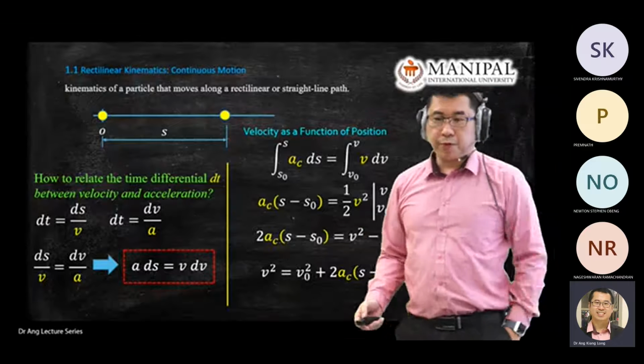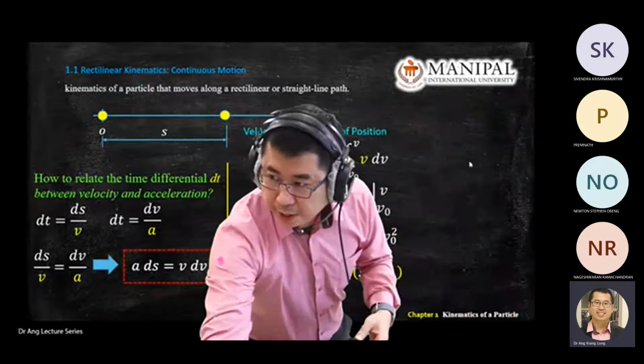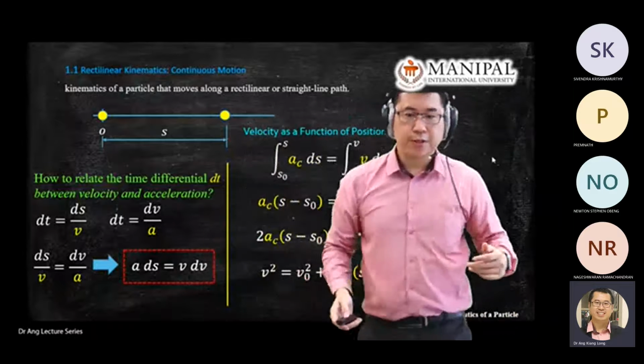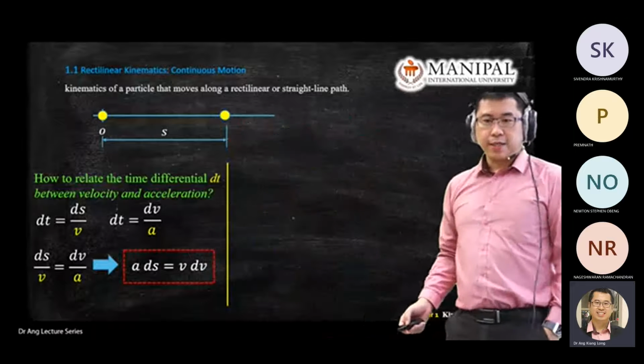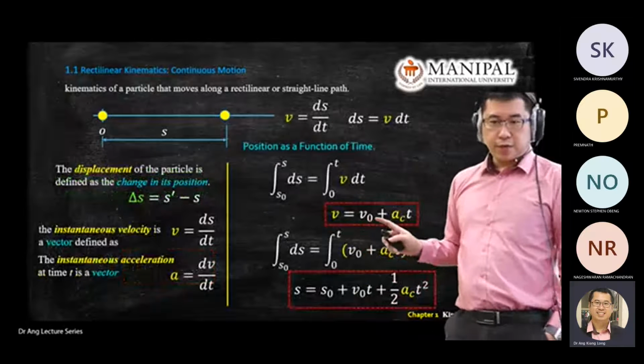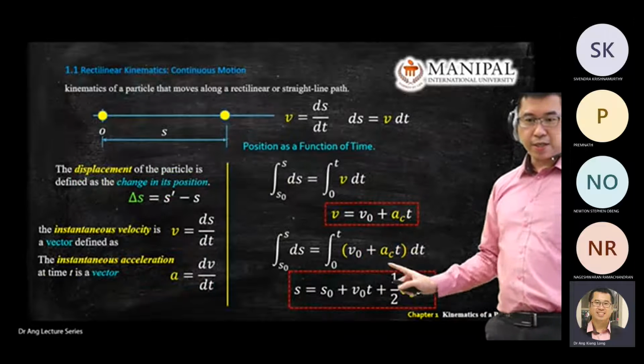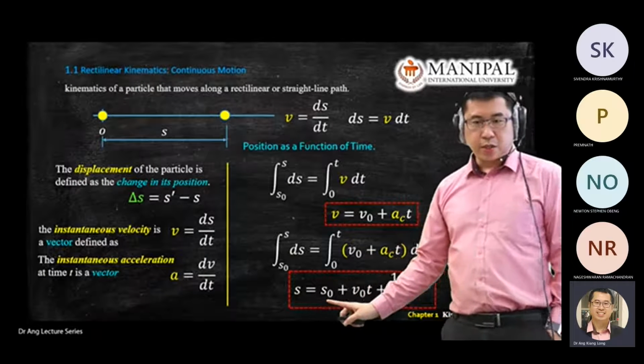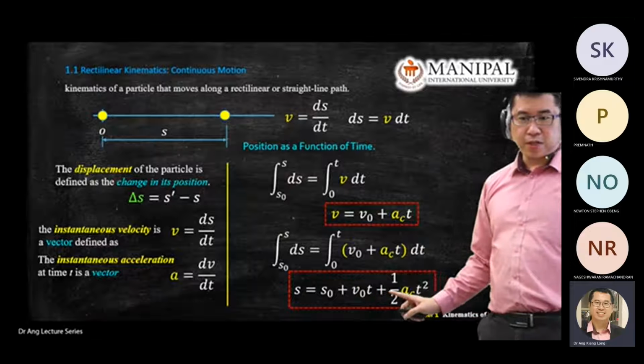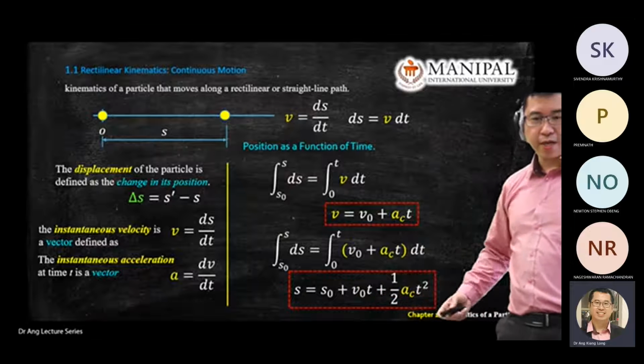Recap. Before the break, we have seen a few equations. So now we're going to apply these three equations. First equation, v equal to v0 plus at. Second equation, s equal to s0 plus v0 t plus half a t squared.